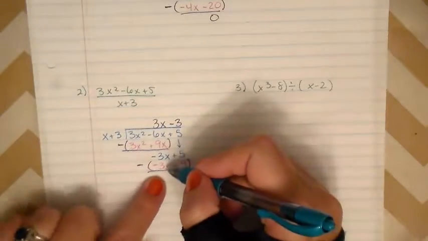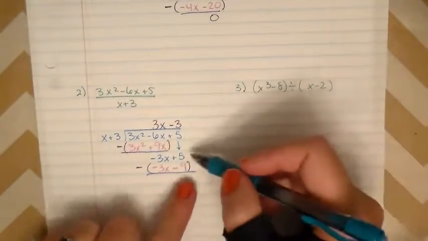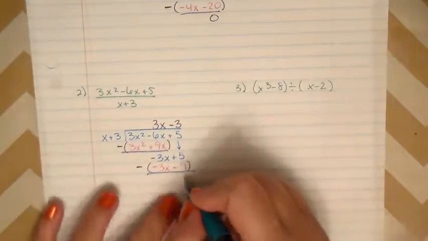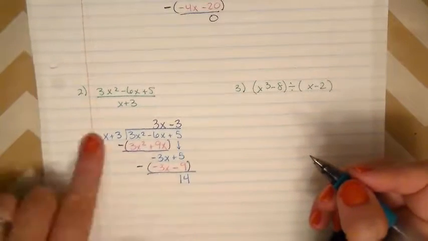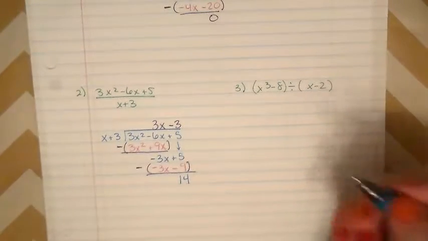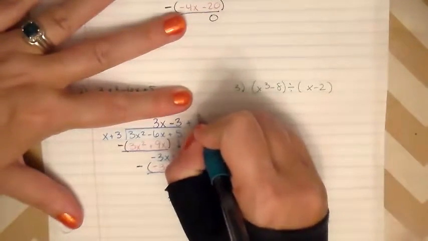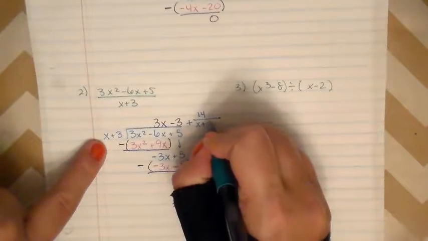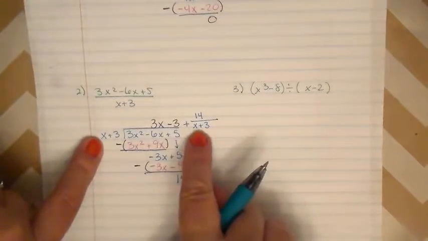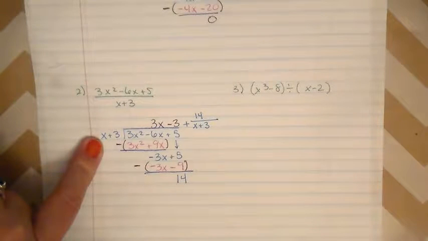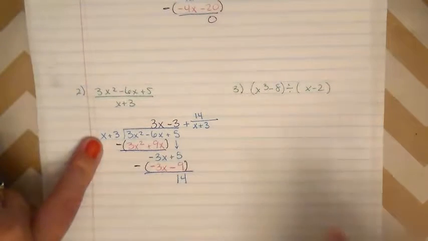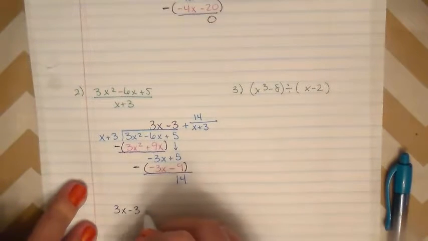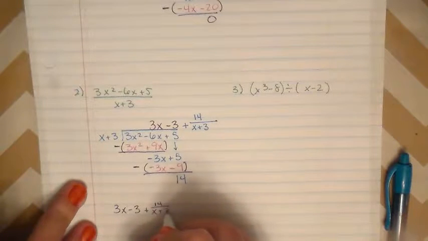And I'm going to subtract that, and negative 3 minus negative 3 cancels, but 5 plus 9, because that negative minus negative 9 is actually going to give me a 14. I can't turn an x into a 14, so I have a remainder. So because it's positive, I put a plus, and then whatever I was dividing by is my denominator. So that's how you write your remainders. So your final answer on this would be 3x minus 3 plus 14 over x plus 3.